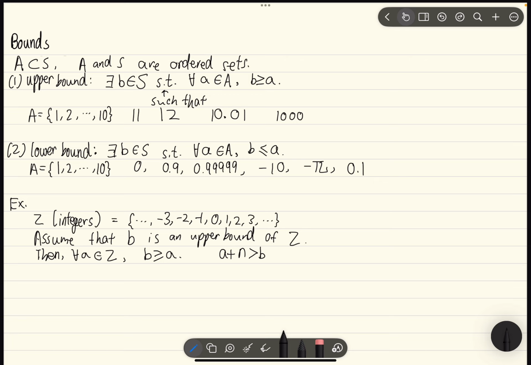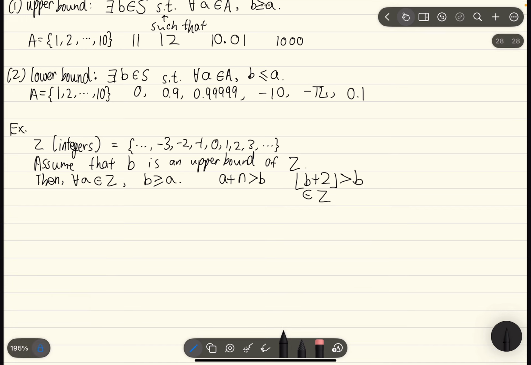But for any b, there will always be b plus 1, or to be safe, b plus 2, the floor function of b plus 2, which is basically the integer part of b plus 2 if b is a decimal, that will always be larger than b. And this is actually an integer. So this set here, Z, which is an ordered set, has no upper bound.